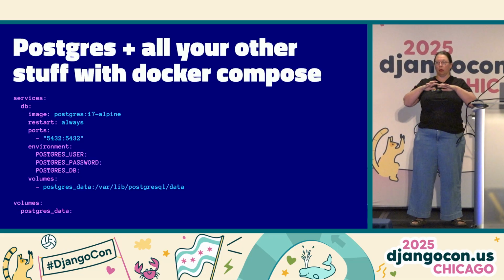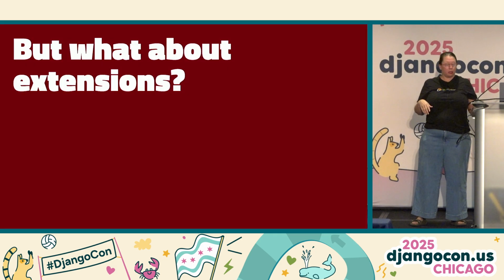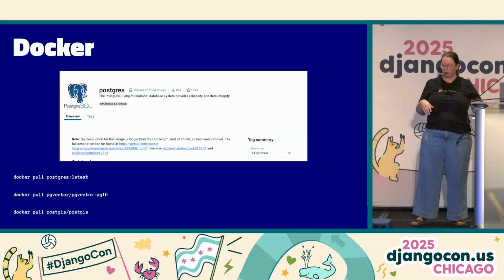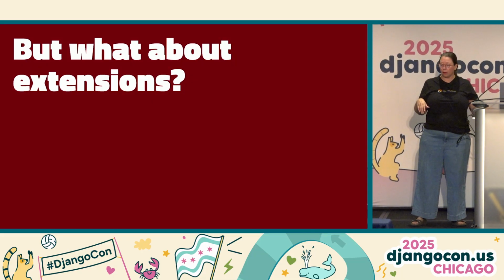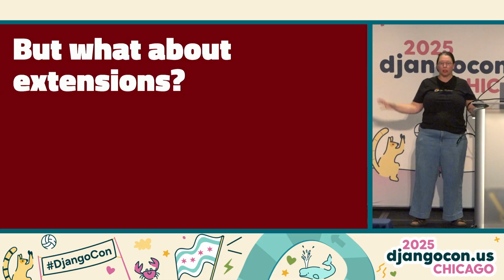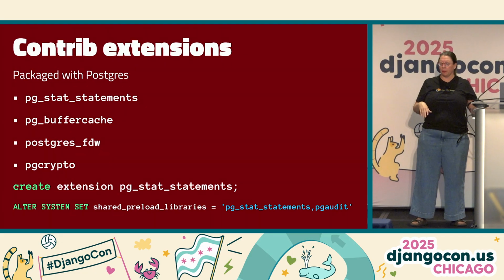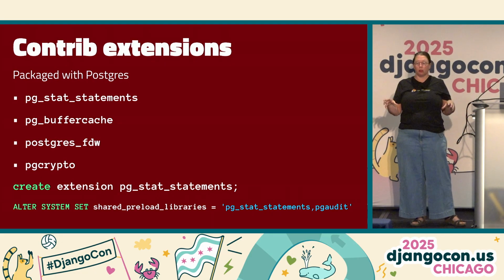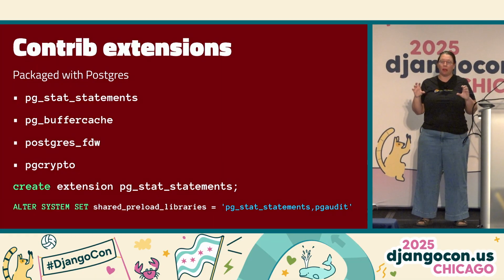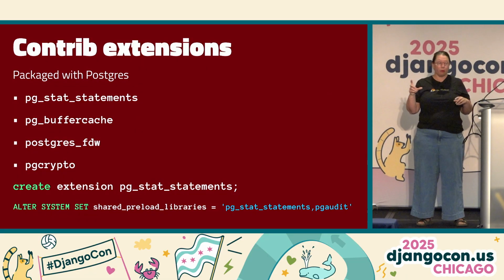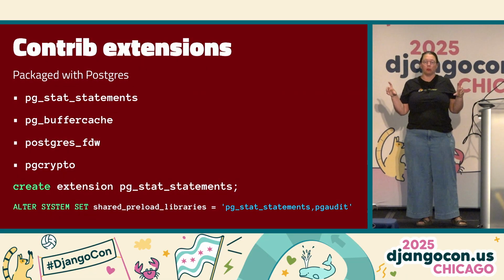You can tell Docker how to add things all together. So when you're using this Postgres extension world, which is huge, there are basic extensions, the contrib extensions that come with Postgres. Those are things like pg_stat_statements, some of the buffer cache stuff, the cryptography piece, the foreign data wrapper. You can just do CREATE EXTENSION in Postgres, and any version of Postgres will let you make that extension.